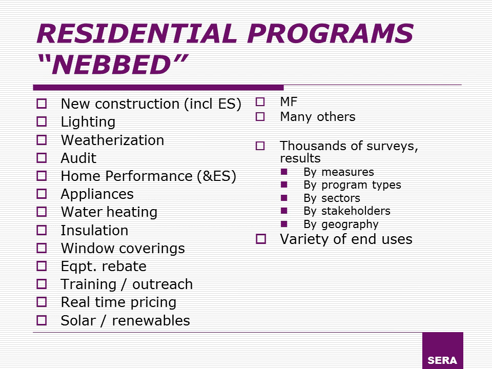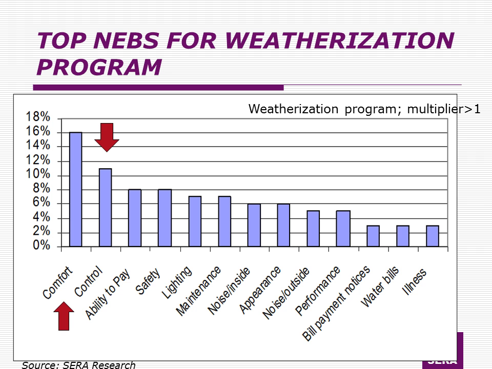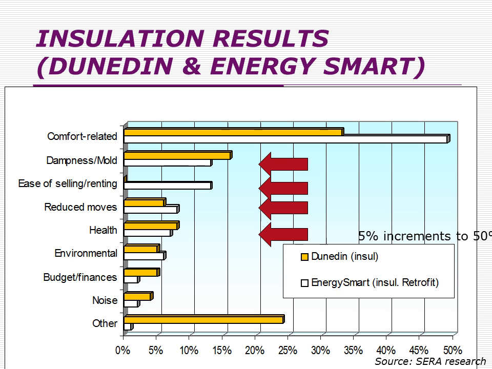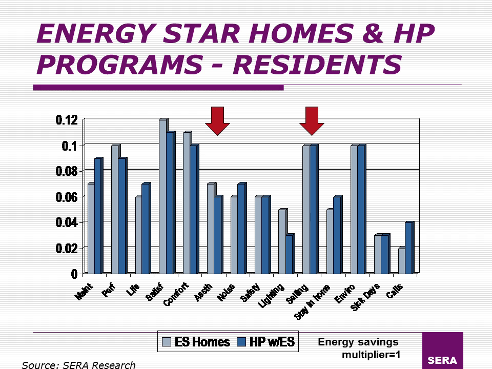There are a number of residential programs that have been NEB'd, scores and scores of them. The top NEBs for different kinds of programs include, for weatherization programs, comfort and ability to control your bills. For Energy Star appliances like dishwashers and clothes washers, it was water savings. For programs in New Zealand, dampness and mold was a really big thing, and NEBs can pull that out. For Energy Star programs, it was the look and the housing value benefits that they got out of the program.